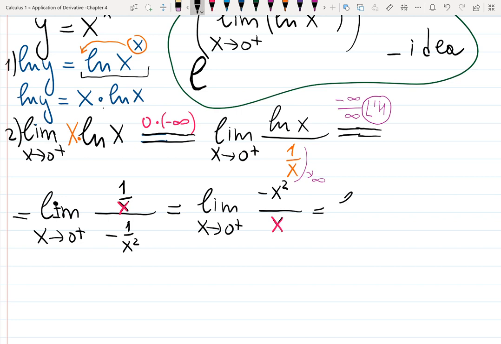Then this simplifies to negative x. Negative x at 0 is 0. Is this the answer? The answer, question mark? Nope.